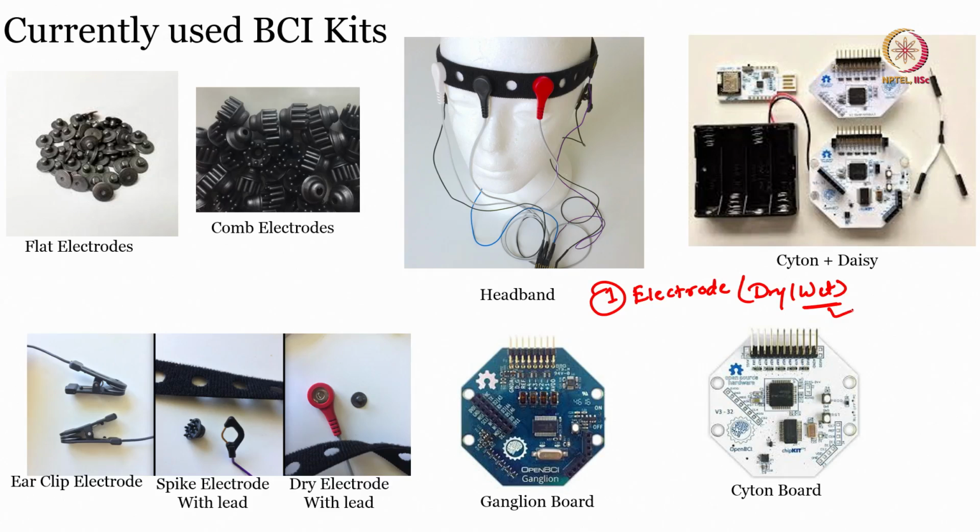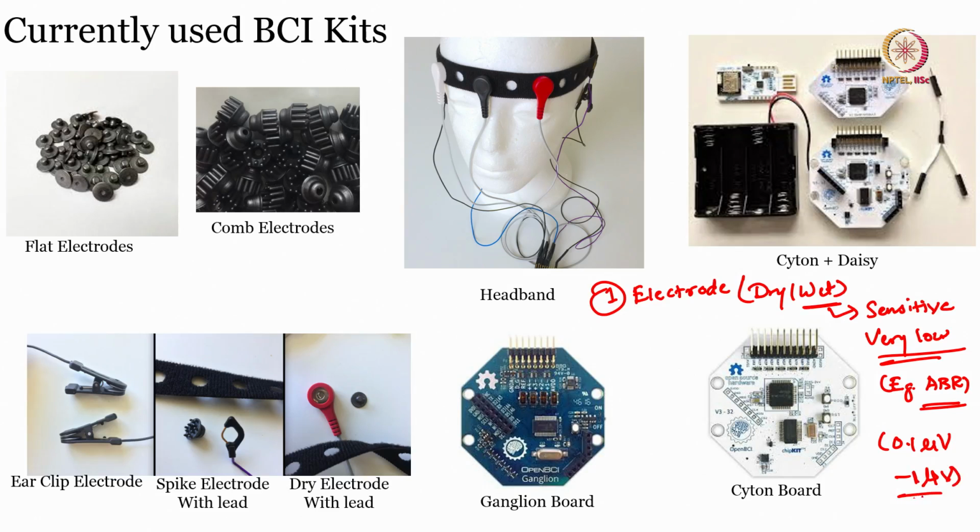But for some of the applications where your target area or your target value is very sensitive or very low, for that wet electrode is advisable. One example is ABR, auditory brainstem response. I would like you to explore what this is, but their range is 0.1 microvolt to 1 microvolt. So for this people still use wet electrode with gel, which is advisable. So this is an overall idea about the electrodes.